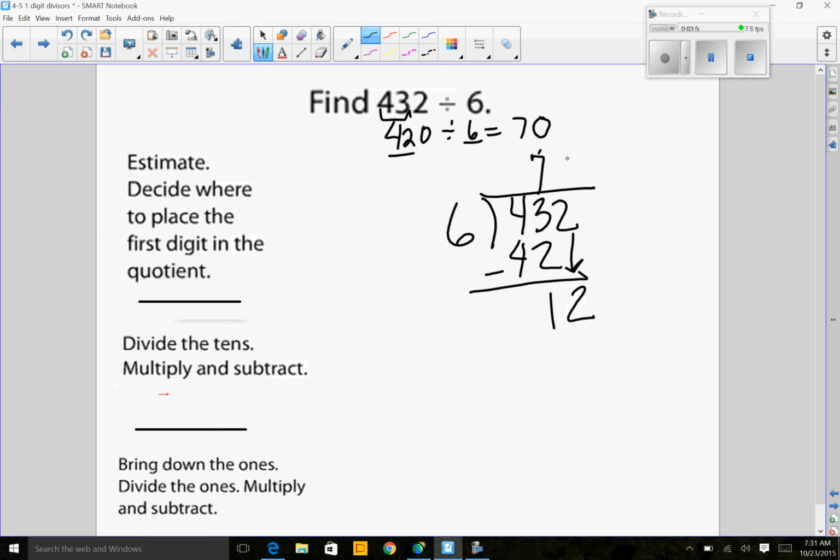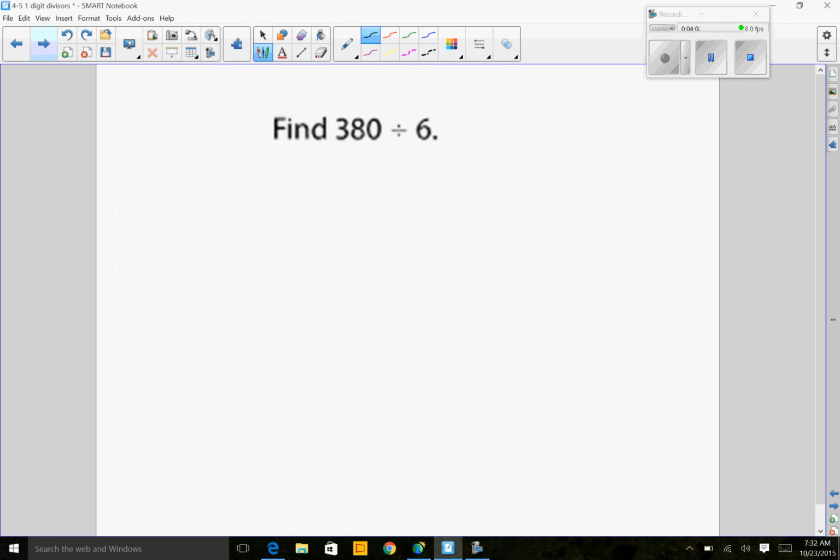And 6 goes into 12 2 times. 2 times 6 is 12. And 12 minus 12 is 0. So the answer would be 72. Okay, we're going to look at two more examples. I don't want to take you too long here, but I do want to show you a couple other examples of what can happen.